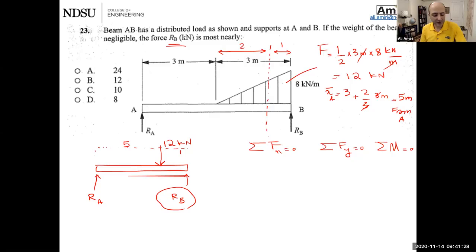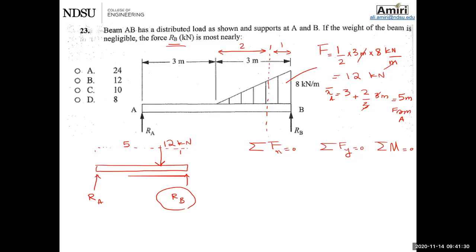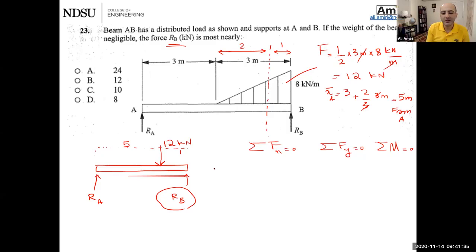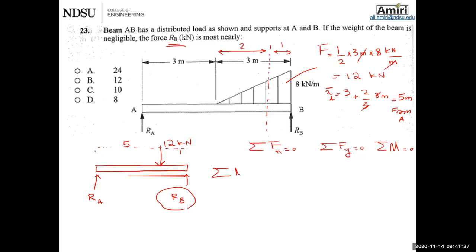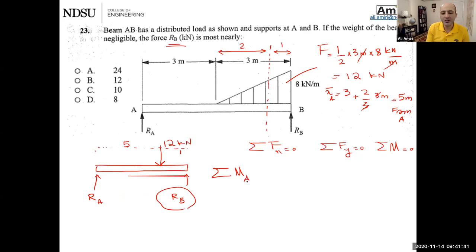You can unmute your microphone and just speak if you want. Summation of moments. Okay, about which point would you take it? About point A. Okay, exactly. Summation of moments about point A. The reason is RA is going through point A. If a force is going through a point, you don't need to worry about the moment because it's not creating a moment about that point.